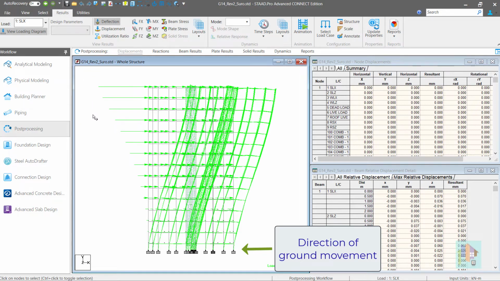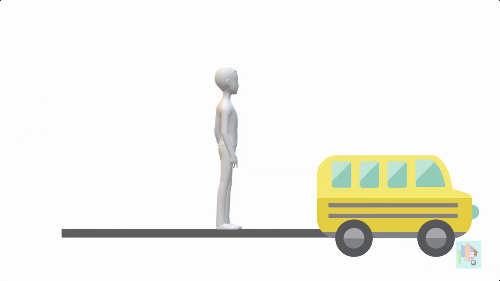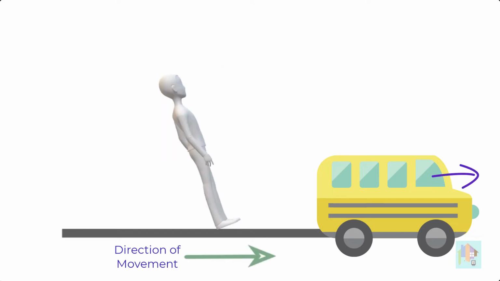So, earthquake load is basically an inertia force which is generated due to ground movement but not directly applied on the structure. It is like a moving bus condition. If the bus suddenly starts to move from a static condition, all the passengers experience a force in the opposite direction, which is nothing but an inertia force.